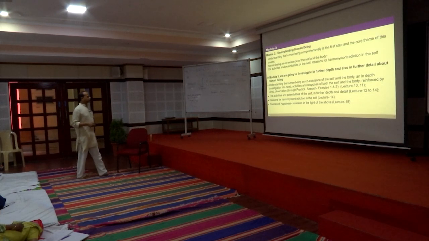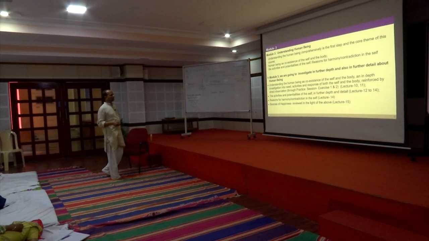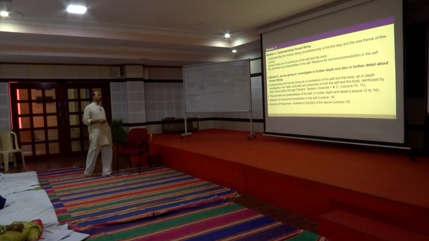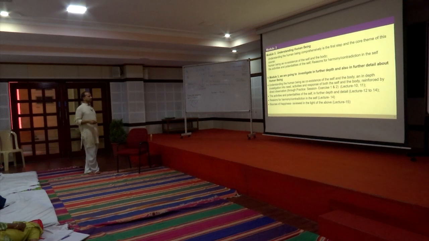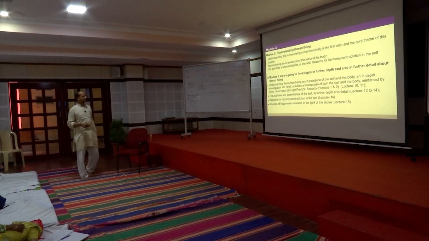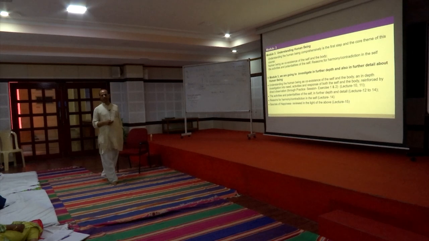Then the activities and potentialities of the self in further depth and detail in lecture 12 to 14. Reasons for harmony or contradiction in the self in lecture 14. And sources of happiness reviewed in light of the above in lecture 15.